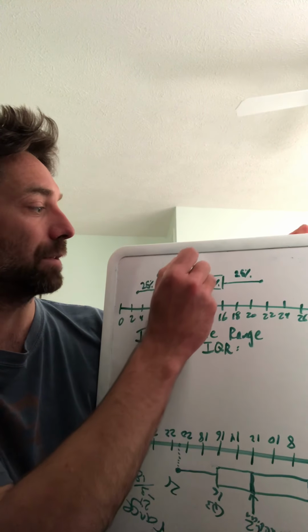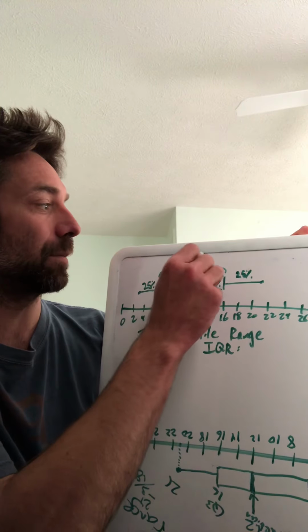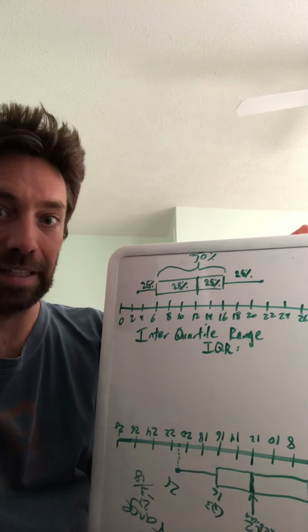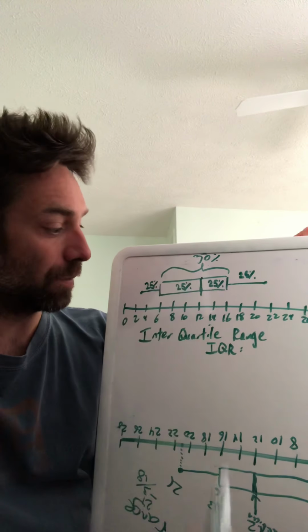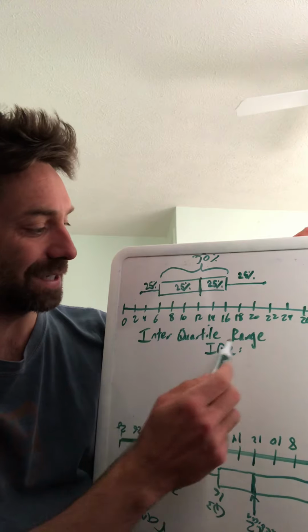And that means the most important section, or the majority of the numbers, 50% of the numbers are happening right here. The median will be in there, the mode will most likely be in there also, the mean will be in that area, and the other thing that you can calculate is called the interquartile range.